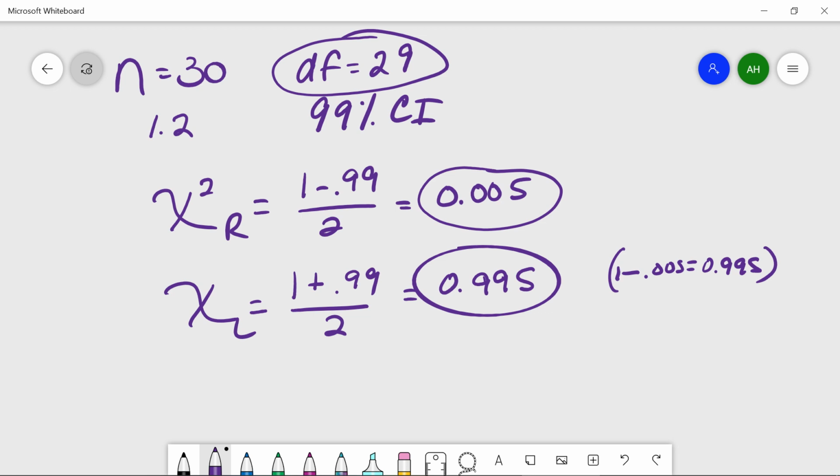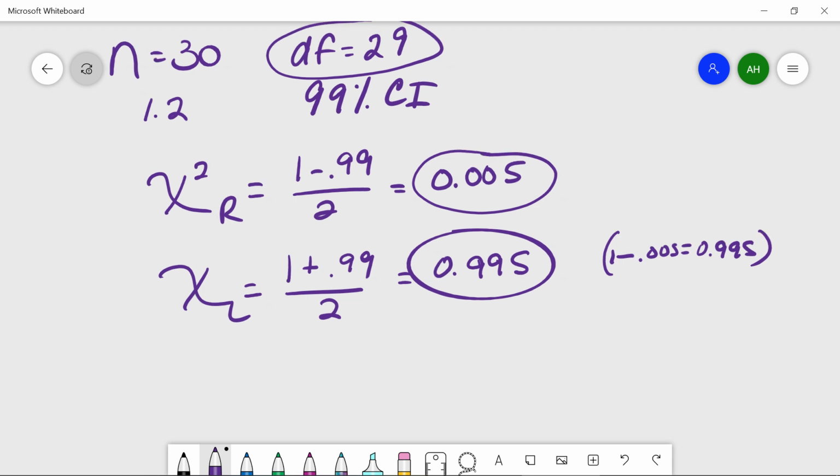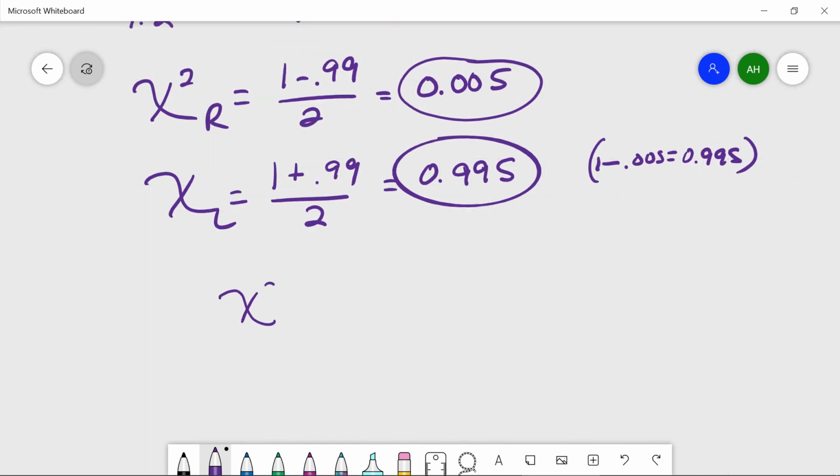Okay, so using that, go to the back of the book, and you're going to look these up in the table. When you go to the back of the book and look this up in the table, you're going to find chi squared for the right is going to be 52.336. You're going to find chi squared for the left is going to be 13.121. Okay, and that table, I can't remember which one, oh yeah, it's table number 6. That's going to be on A19. All right, so that's the table that you're going to use for this right here.